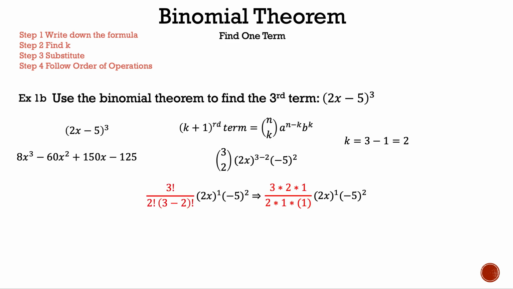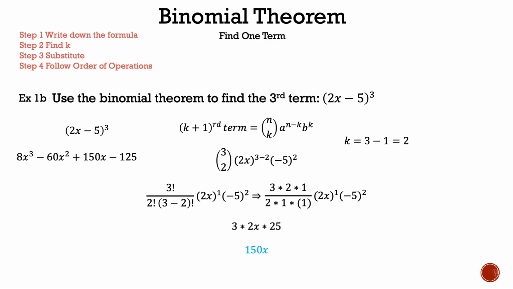Now, let's rewrite our factorials using just whole numbers. Let's simplify what we have so far. 3 times 2 times 1 divided by 2 times 1 times 1 is 3. And the quantity of 2x raised to the power of 1 is itself 2x. And negative 5 squared is 25. So now we have 3 times 2x times 25. And the result of multiplying the whole numbers is 150. So now we have 150x. And that is the answer for example 1b.